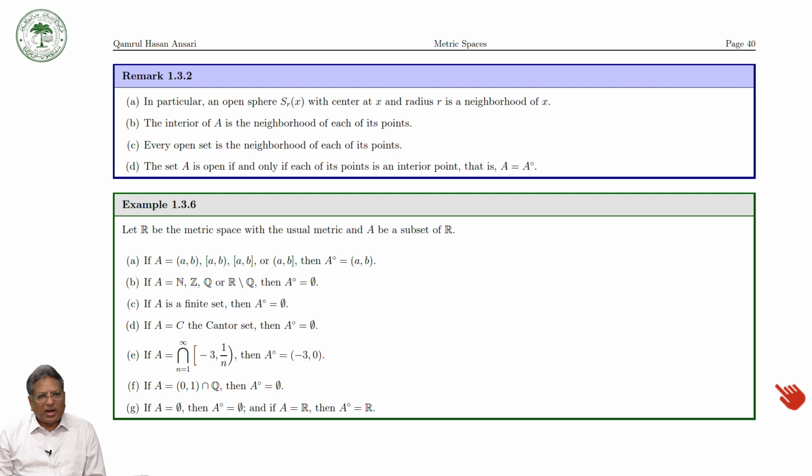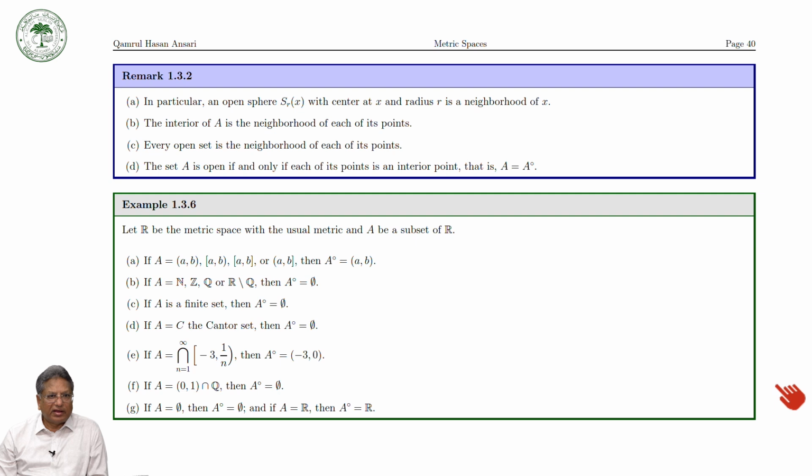The second remark is that the interior of A is the neighborhood of each of its points. And the third point is that every open set is the neighborhood of each of its points. And the fourth one: the set A is open if and only if each of its points is an interior point, that is, A is equal to the interior of A, which I have already mentioned in my talk. Now let us see some more examples.